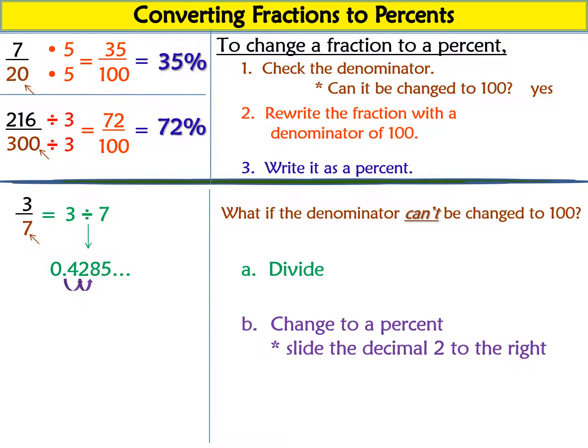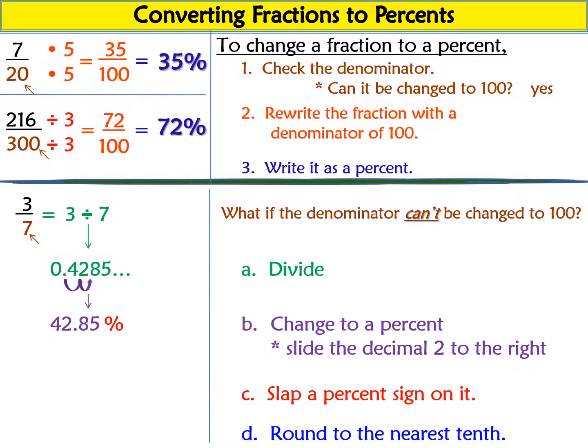Remember, we slide the decimal point 2 to the right, which leaves us with 42.85%. But if your teacher were to ask you to round it to the nearest tenth of a percent, you might write it as 42.9%. Or if you were asked to round to the nearest whole number, or whole percent, I should say, it would be 43%.